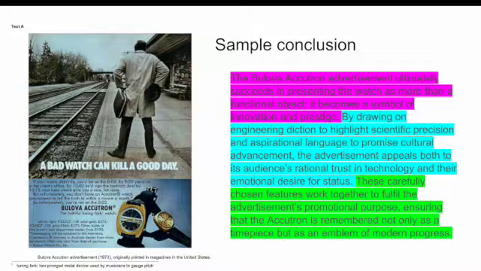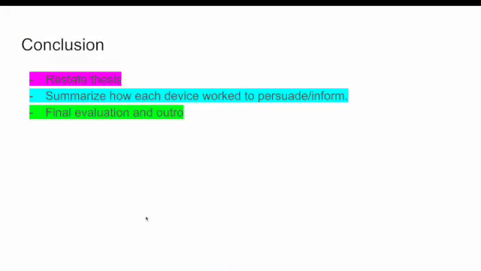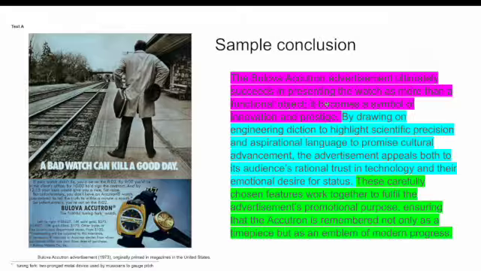So let's take a look at this conclusion now. First we need to restate the thesis. In the pink here, that's exactly what has been done. We look at the purpose of this advertisement from a retrospective point of view. So we look back at the purpose. We say it succeeds in presenting the watch as a superior watch. It's a status symbol, not just a watch. That was our thesis, and now we're just restating it.